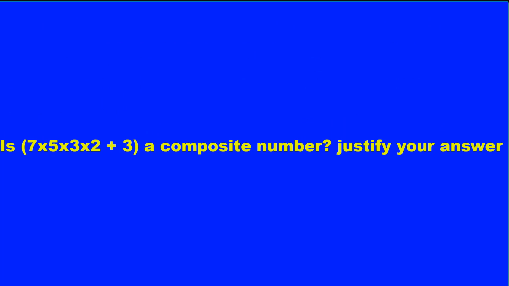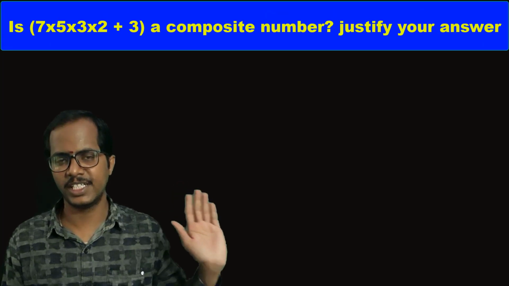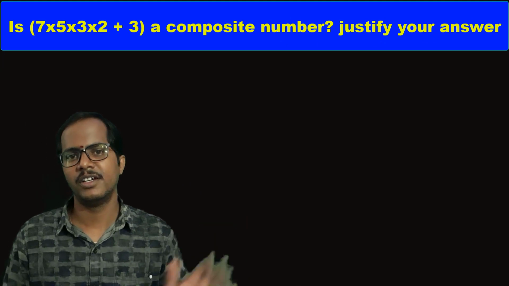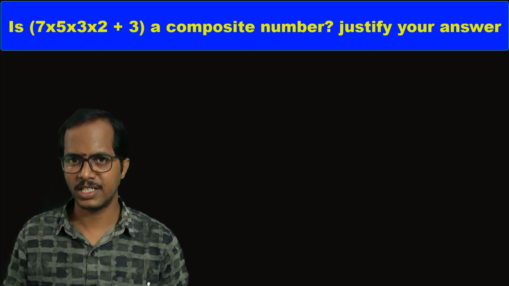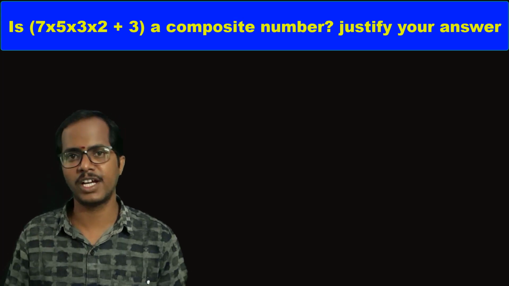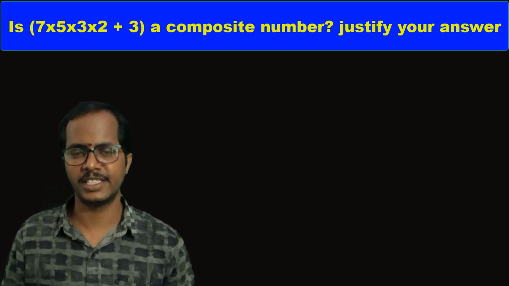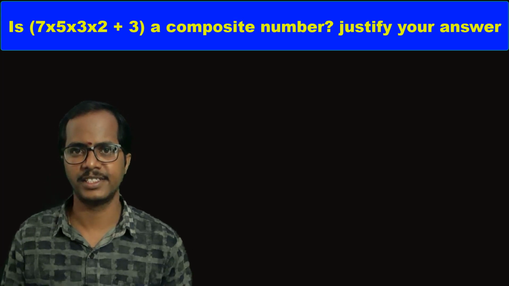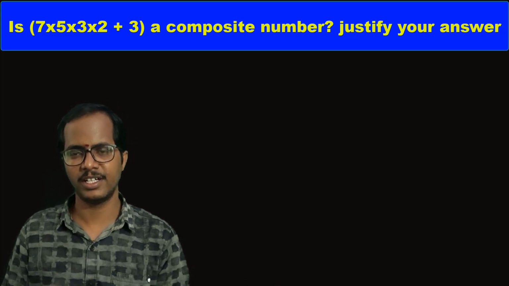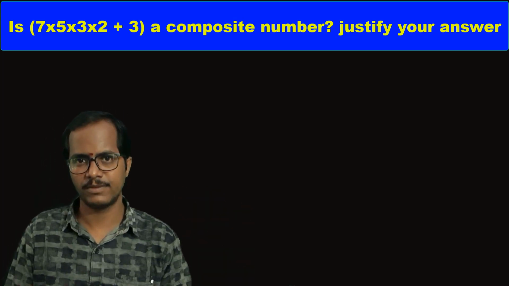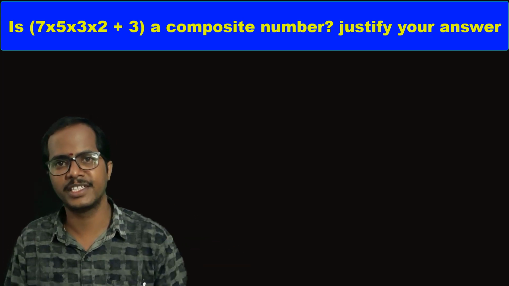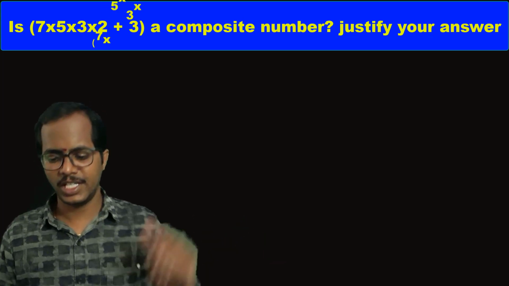Is 7 into 5 into 3 into 2 plus 3 a composite number? Justify your answer. To check whether it is a composite number or not, we take the help of the fundamental theorem of arithmetic. What does the fundamental theorem of arithmetic say? It says that every composite number can be expressed as the product of prime factors, and that factorization is unique. Suppose we express this expression as the product of prime numbers, then we can say it is a composite number. So here observe the problem.